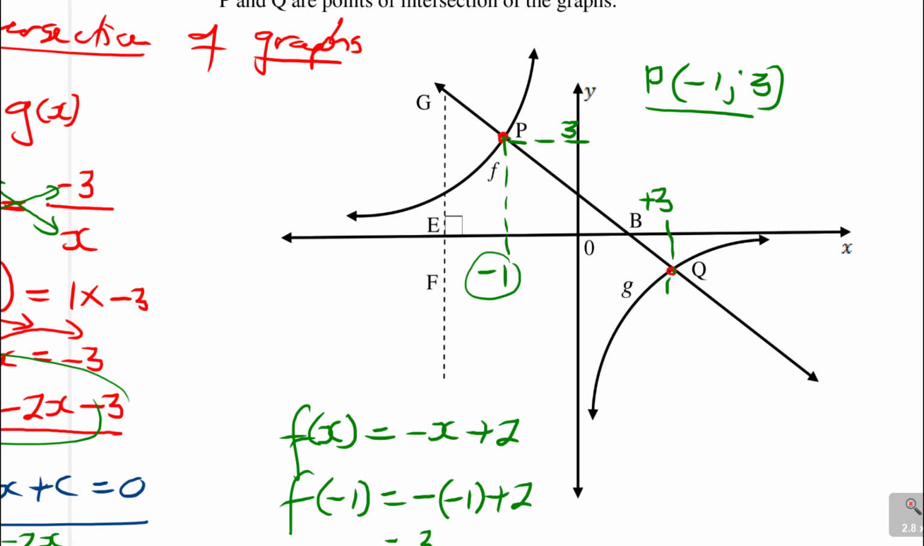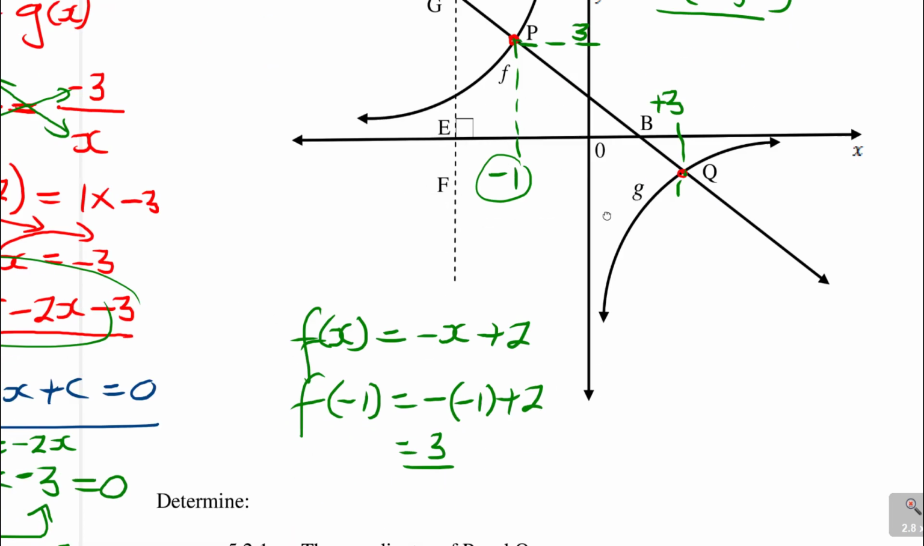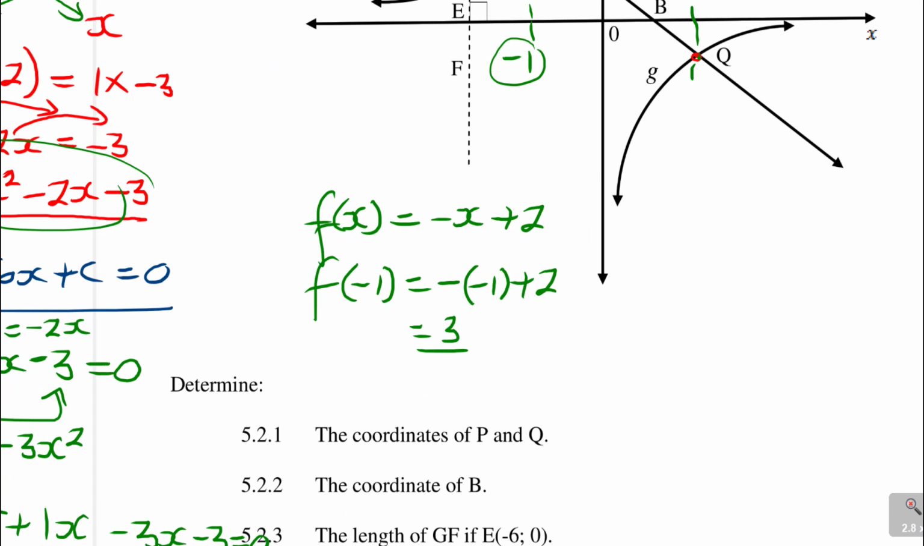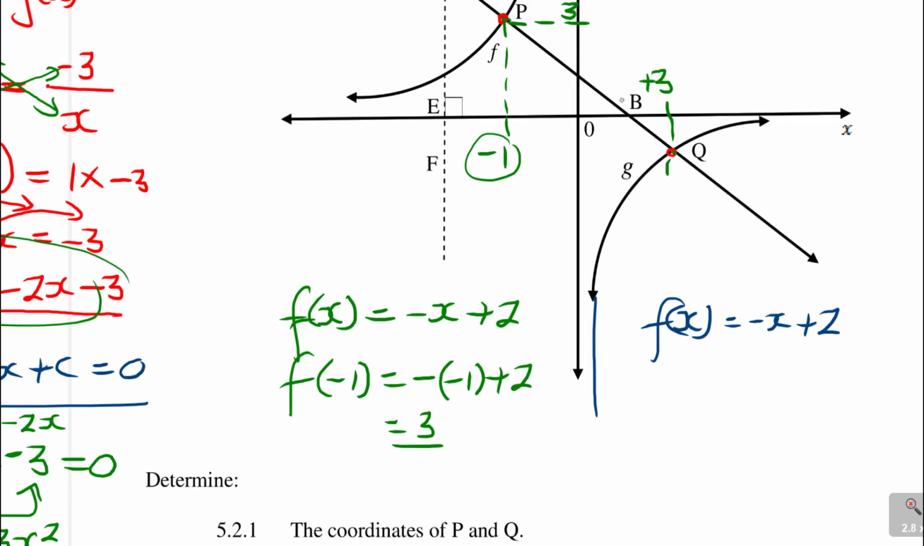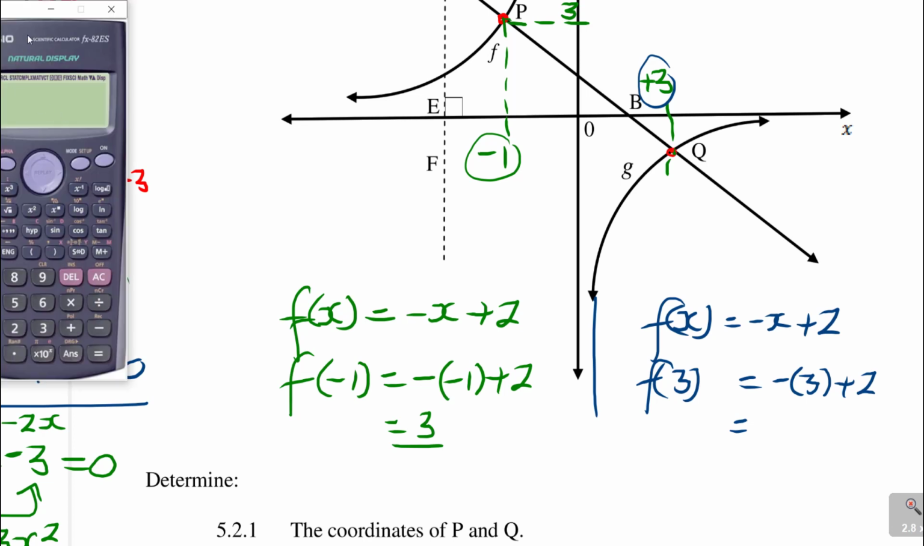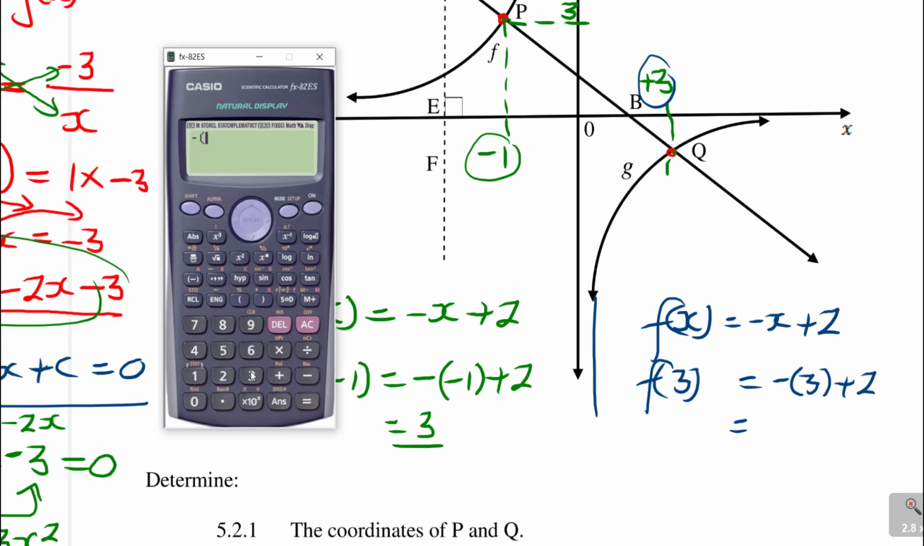What you do for Q, come here again on the same equation, but this time you're going to say f of x. Remember, f of x is equal to minus x plus 2. So you're going to say now, when x, we said x is what? X is 3. Now we put 3 there to say f of 3 now is equal to minus bracket 3 plus 2. Now we want to get the answer. What is minus bracket 3 plus 2? It will give us a negative 1.